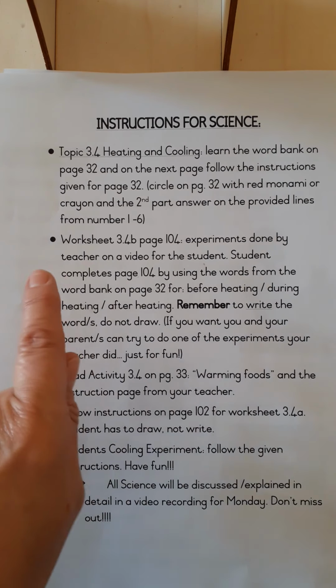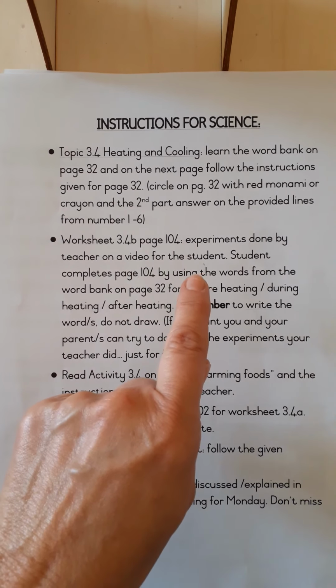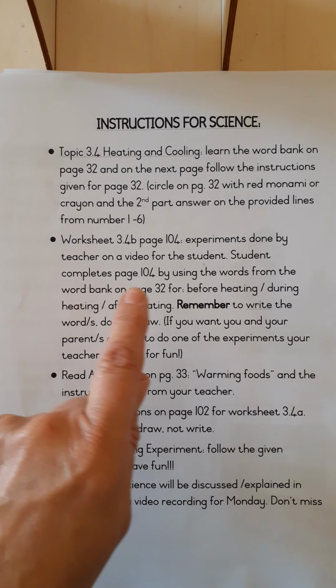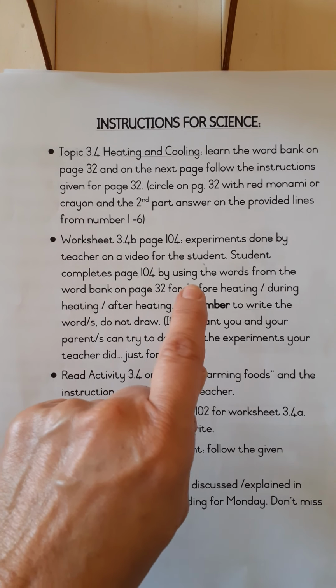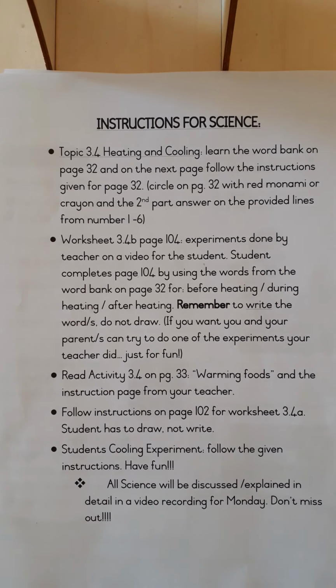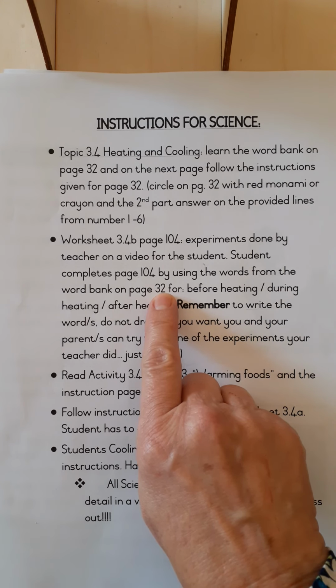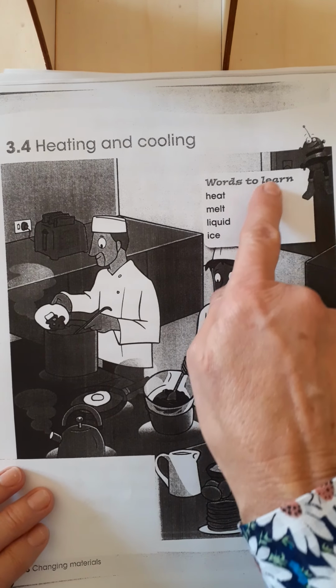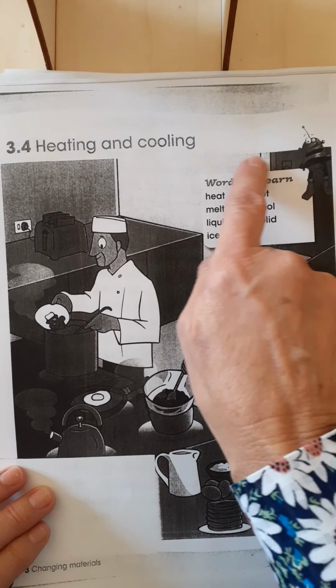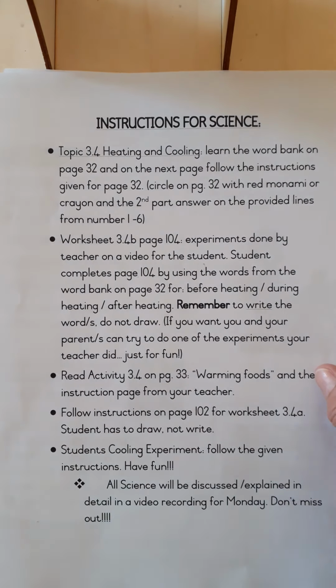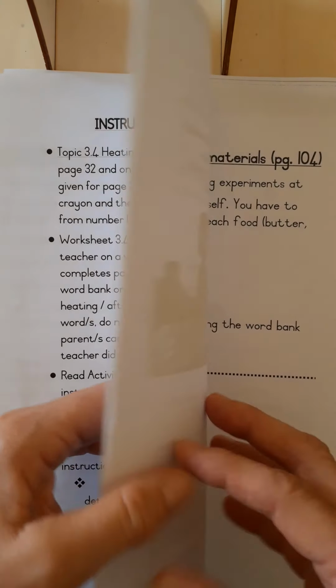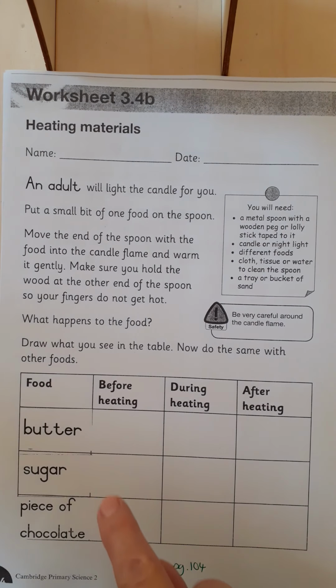Experiments done by teacher on a video for the student. Student completes page 104 by using the words from the word bank on page 32. Remember, your word bank on page 32 is this one. Again, these words. You will use these words to complete page 104 here. But let's read first.